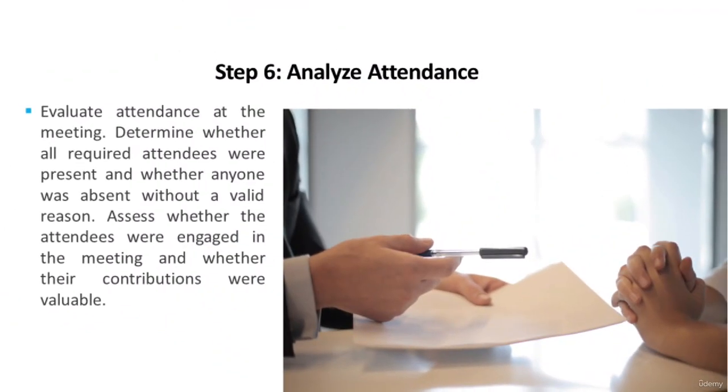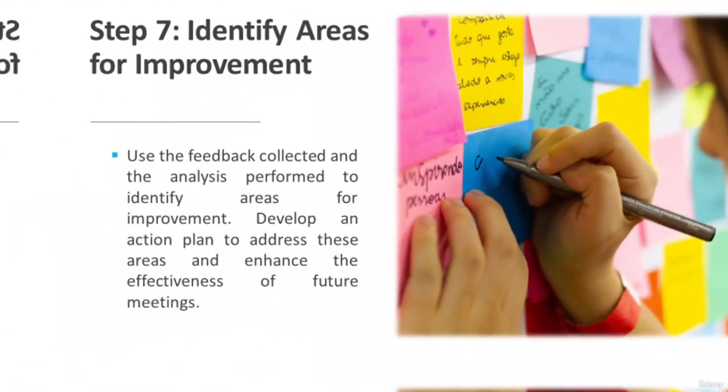Step 6. Analyze attendance. Evaluate attendance at the meeting. Determine whether all required attendees were present and whether anyone was absent without a valid reason. Assess whether the attendees were engaged in the meeting and whether their contributions were valuable.